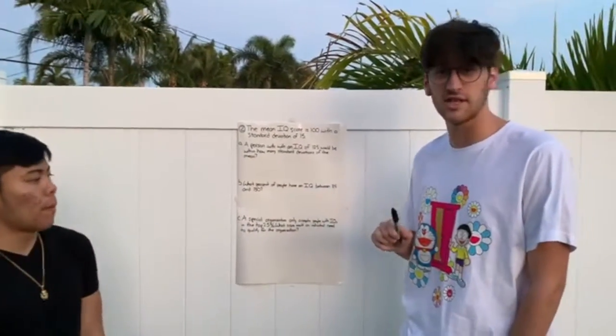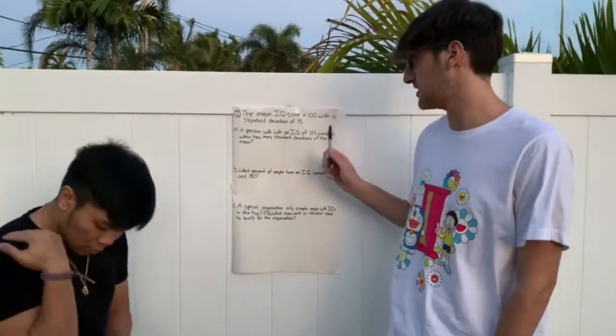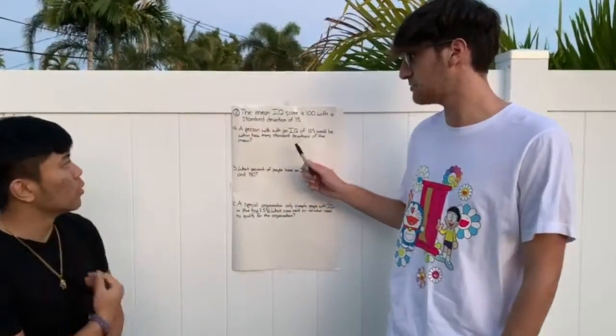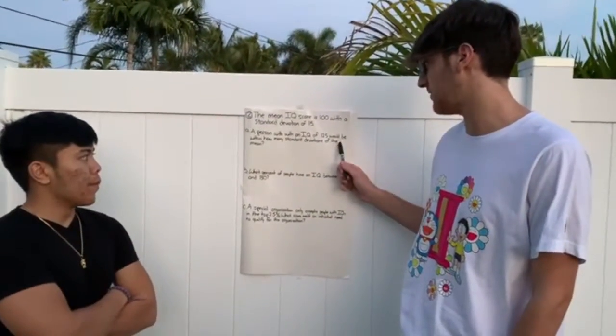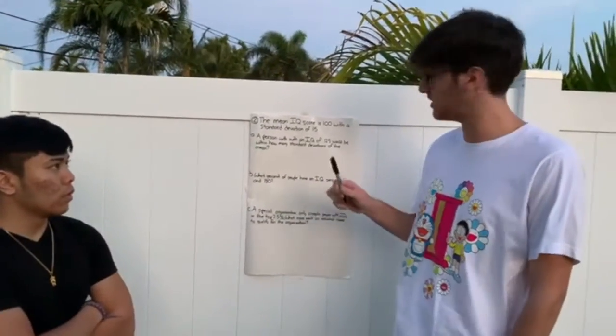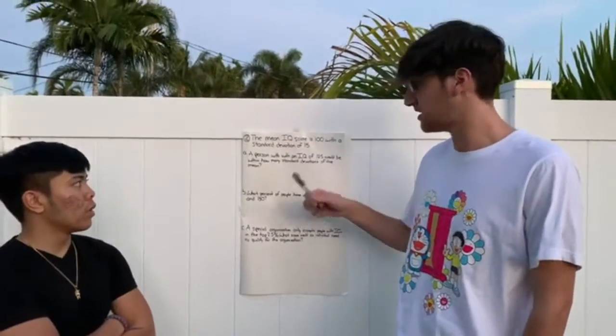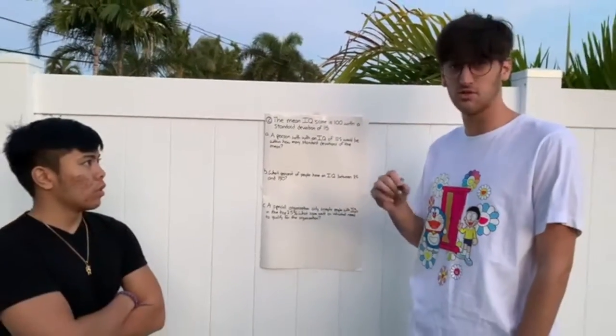Alright, moving on to the second example, we have the mean IQ score is 100 with a standard deviation of 15. The first part of the question asks, a person with an IQ of 125 would be within how many standard deviations of the mean? One standard deviation would be 115, another standard deviation would be 130, so 125 would be within 2 standard deviations.